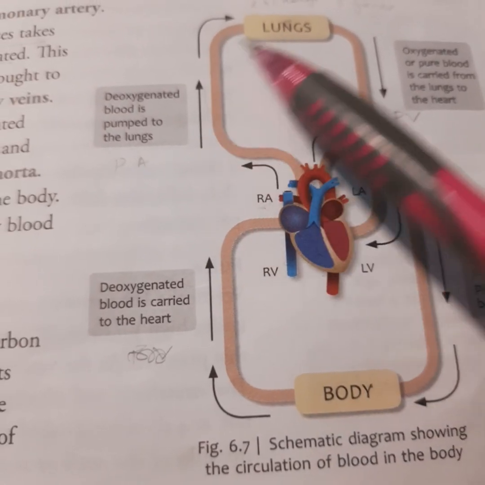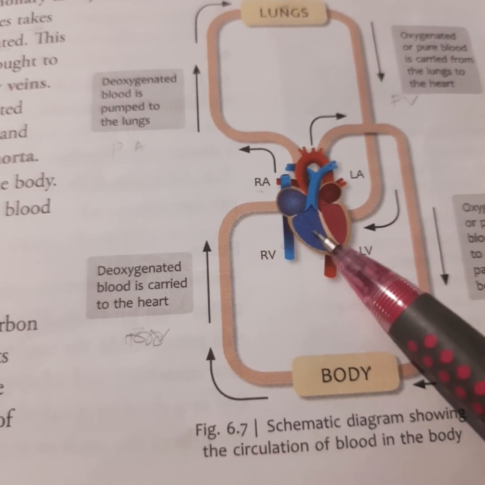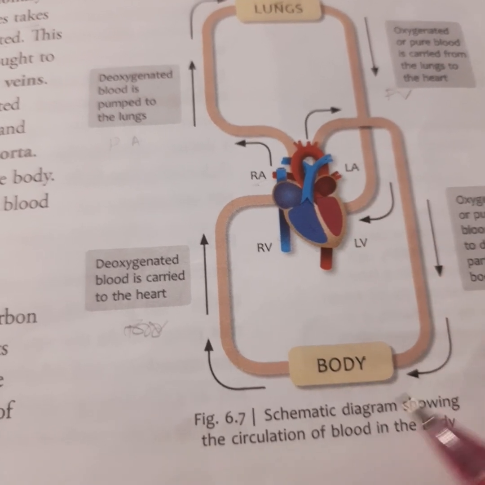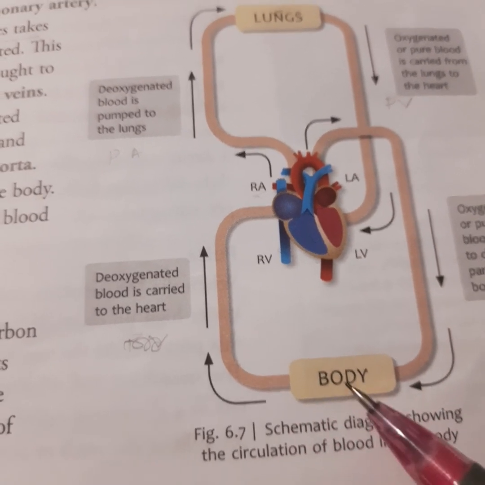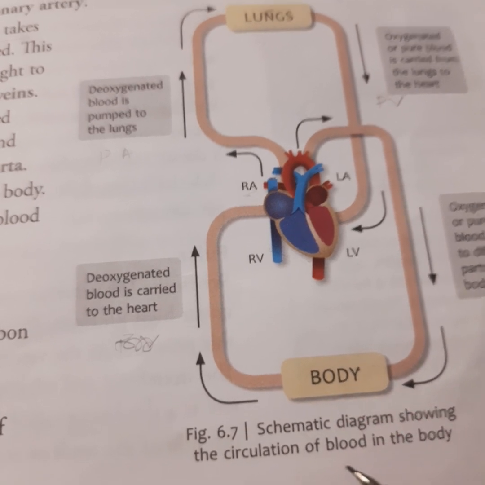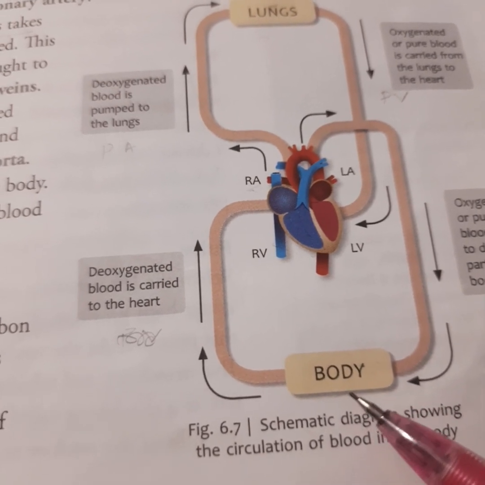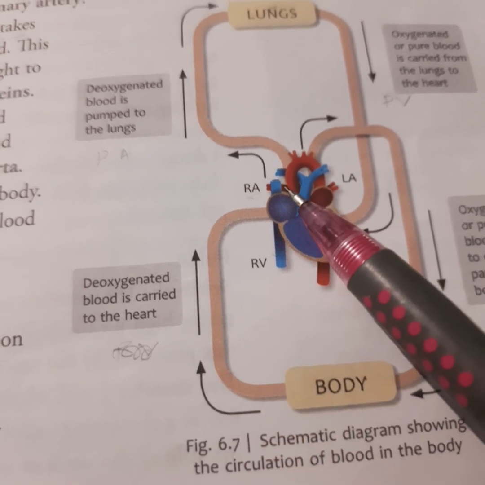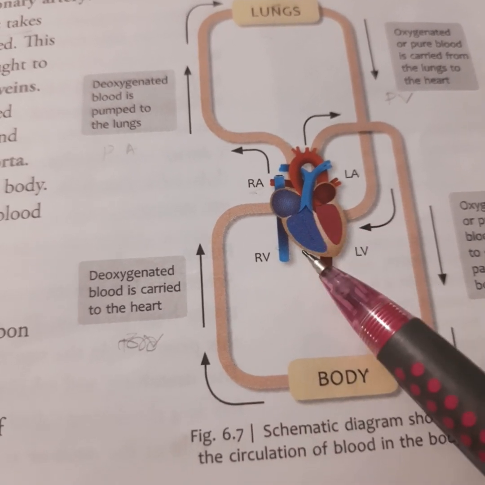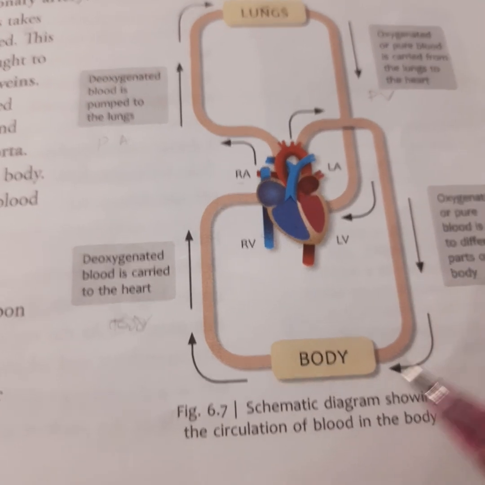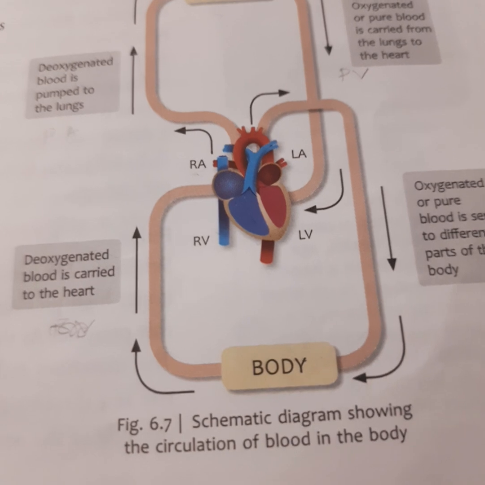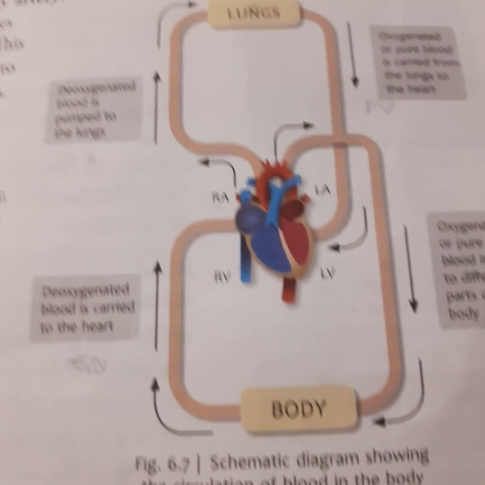From here it goes to the lungs, then again it comes back to the heart, to the left auricle, then the left ventricle, then again through the aorta it goes to all parts of the body tissues, where it provides oxygen and nutrients. Then in return it gets the carbon dioxide and waste, and again it goes to the right auricle, then the right ventricle. Like this the whole round of circulation takes place. So this is a schematic diagram showing the circulation of blood in the body.